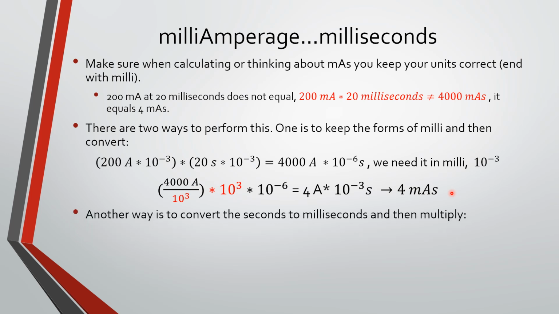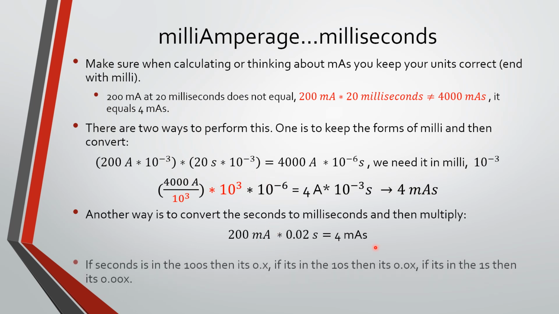is to convert the seconds to milliseconds. It should probably be milliseconds to seconds, and then multiply. So we just convert this 20 milliseconds to seconds, okay? And then we just multiply it out straight like this, okay? Because we're already in seconds here, and we're already in milliamps, okay? And the other thing to also watch out for is a question may give you amps, okay? It may give you amps, so also look out for that. So just watch your units, and these are two different ways to go about getting the correct answer.